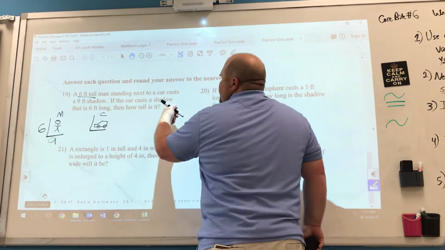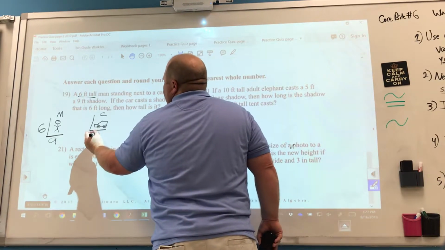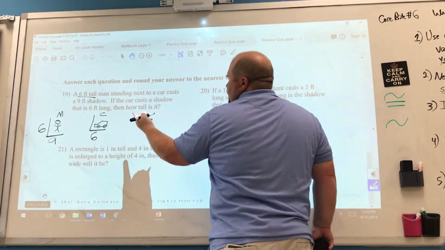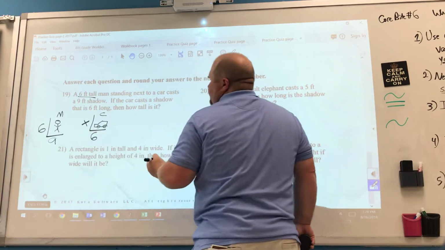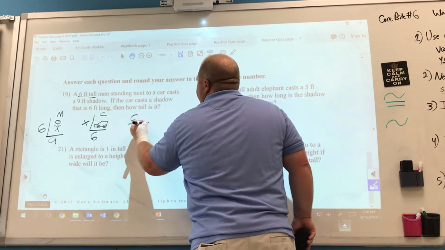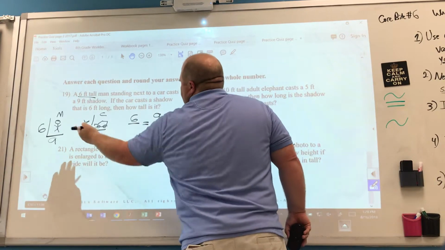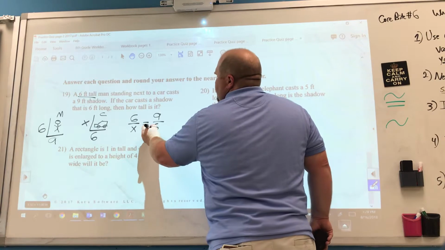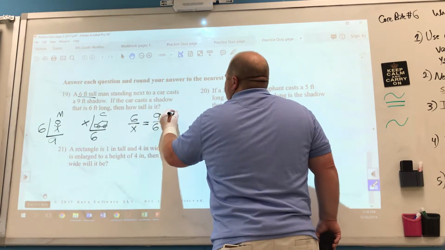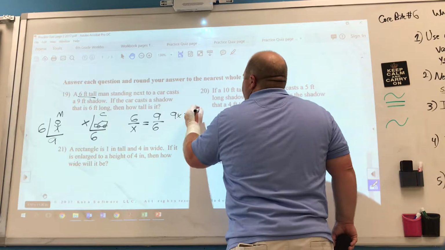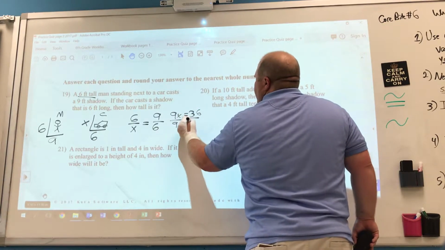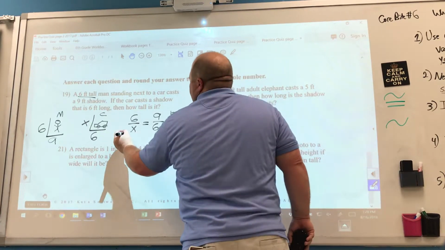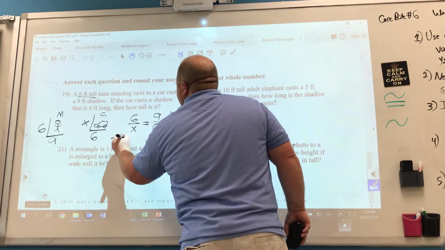If the car casts a shadow 6 feet long, so the car is casting a 6 foot long shadow, then how tall is it? Referring to the car. How tall is the car? So I'm going to set up my proportion. So I use 6 and 9 from the first figure. 6 corresponds to x, 9 corresponds to 6. X times 9 is 9x, 6 times 6 is 36. Divide both sides by 9. X equals 3. So I found out that it is 3 feet tall.